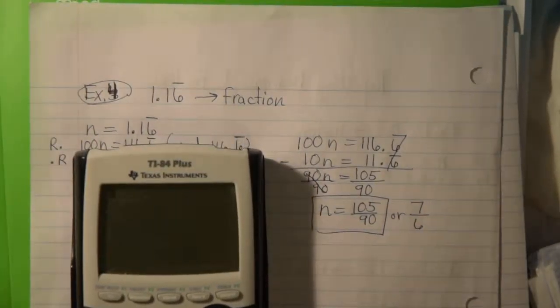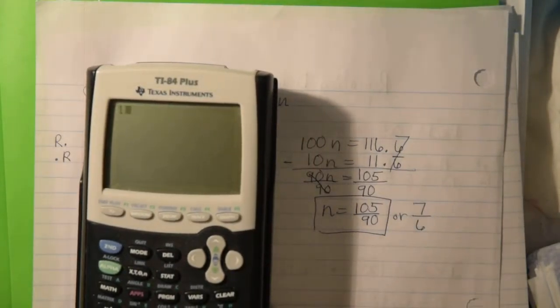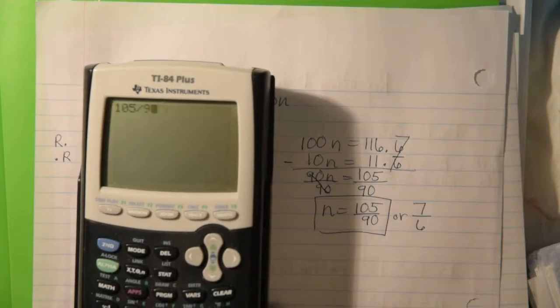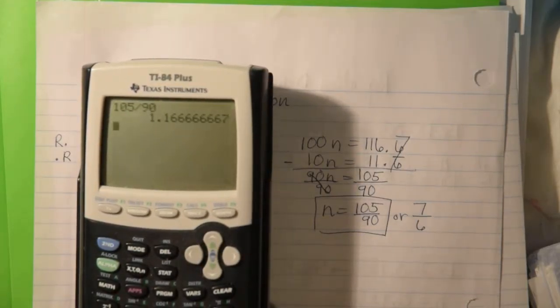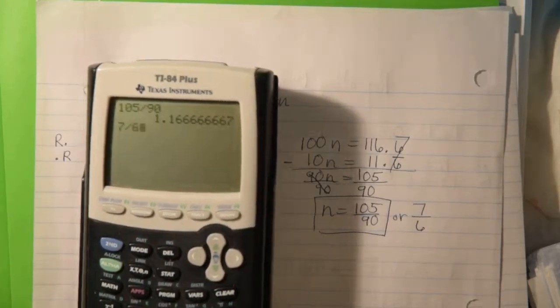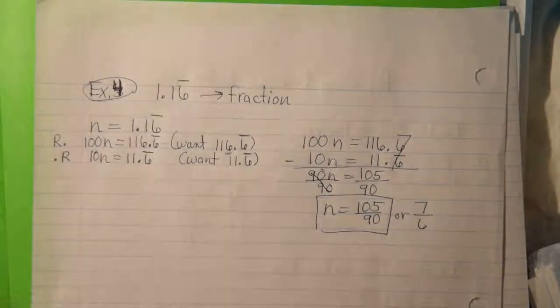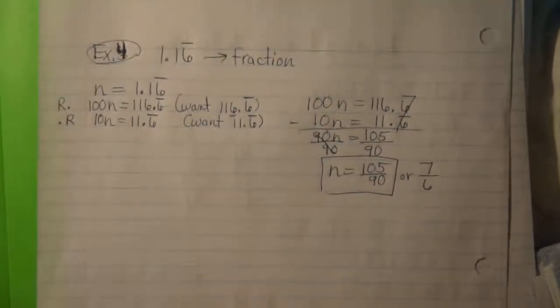And just to show you, 105 divided by 90, 1.166666, or we could say 7 divided by 6, 1.16. All right, that's it.